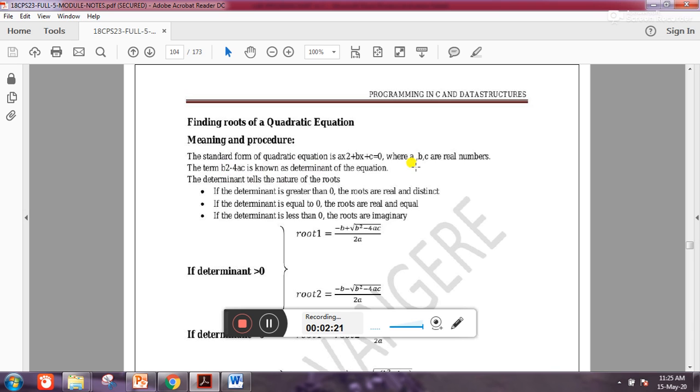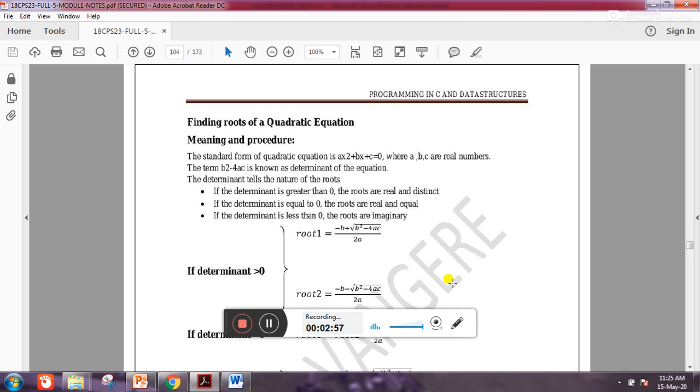Then you should take three inputs, which are real numbers. Based on the determinant, we find the roots. The roots are real and distinct, real and equal, or complex and imaginary. If the determinant is greater than 0, the roots are real and distinct. If the determinant is equal to 0, the roots are real and equal. If the determinant is less than 0, the roots are imaginary or complex.